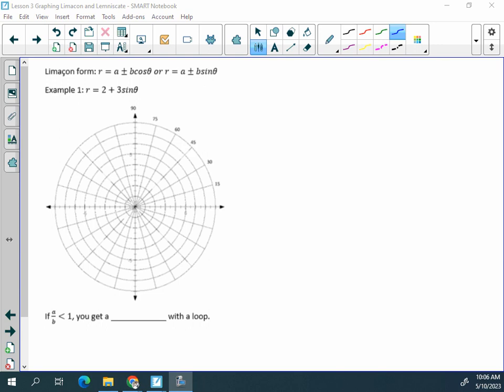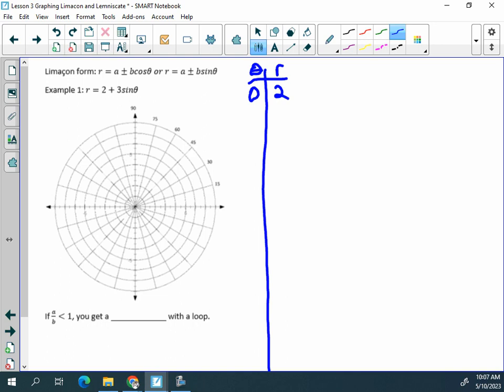So we're going to make our little t-chart here. We'll start with 0. Sine of 0 is 0, and 0 plus 2 is 2. Pi over 6. So sine of pi over 6 is 1/2. 1/2 times 3 is 3/2, plus 2 is going to be 7/2, or 3.5. So I should start graphing. Sorry about that. So here's 2. And then at pi over 6, we're at 3.5.